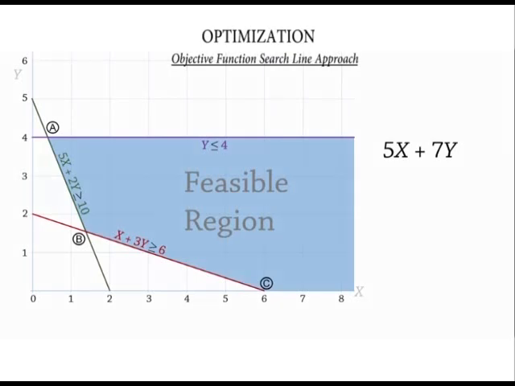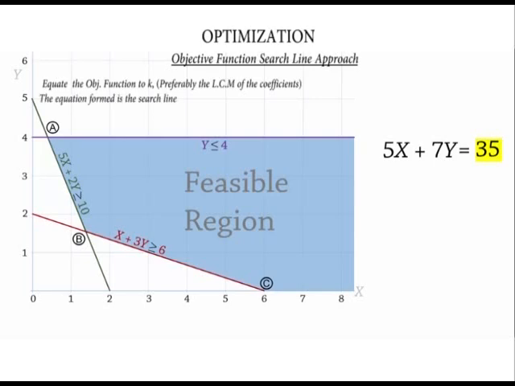To get a search line, we equate our objective function to k, where k is any number, but preferably the LCM of the constants of x and y. In this case, k will be the LCM of 5 and 7, and that will be 35. So now we have the equation 5x plus 7y is equal to 35. This will be the equation of our search line. We plot that line. Get 2 points. When x is 0, y will be 5. And when y is 0, x will be 7. So the search line is this blue dotted line.